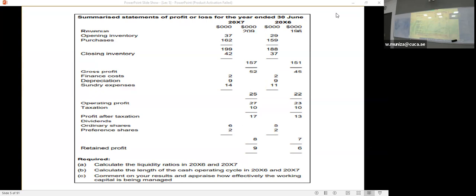Go ahead, Shikhar. Do you understand how you can see? No, I'm here, please. Thank you so much. Pastor, you can start with this. Calculate the liquidity ratios in 2006.